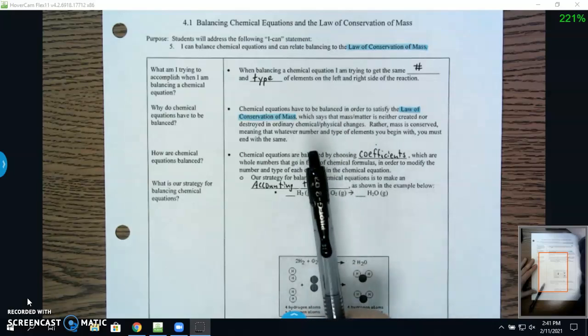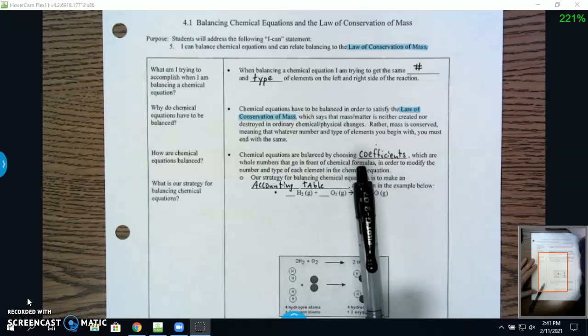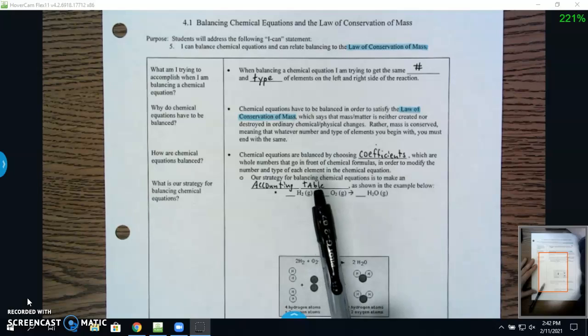All right, how do we balance chemical equations? Chemical equations are balanced by picking coefficients. We've got a math term that we're going to emphasize here. So we choose coefficients, which are whole numbers that go in front of chemical formulas, in order to modify the number and type of each element in the chemical equation. And I'm going to teach you a simple strategy called making an accounting table, and we'll show that right down here.